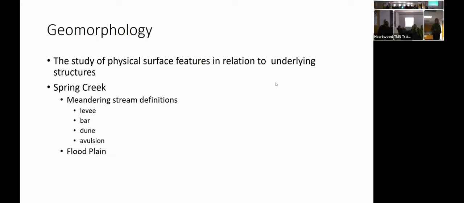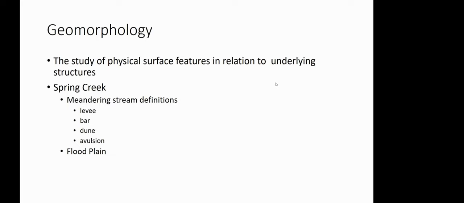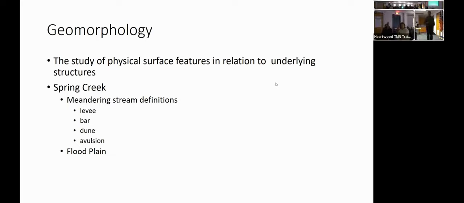Okay, so Spring Creek, it's a meandering stream. If I was being disingenuous, it doesn't actually flow east, it flows pretty much everywhere. But you get formation of levees, and then you get formation of areas where sand is dumped into it in elliptical shapes. Those are bars. Within the bars, you often find dunes and breakouts of the creek.